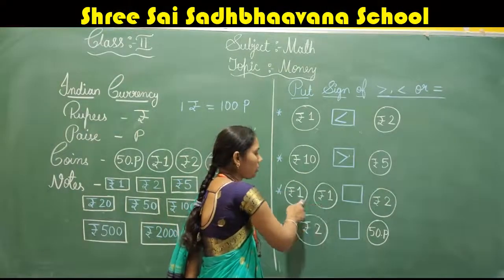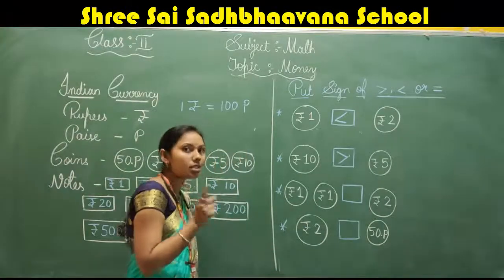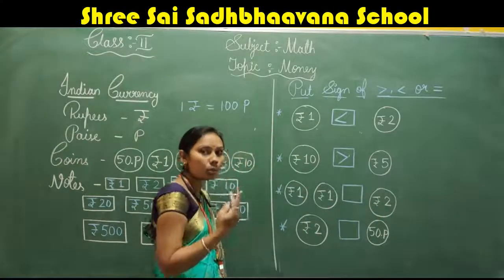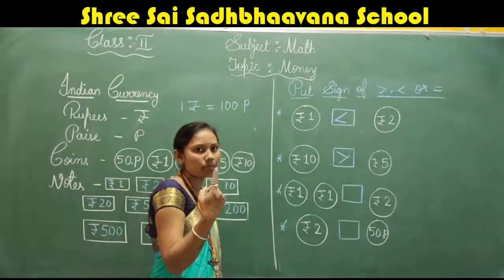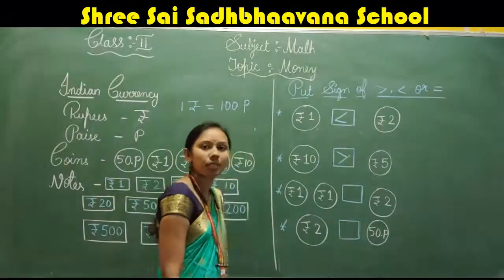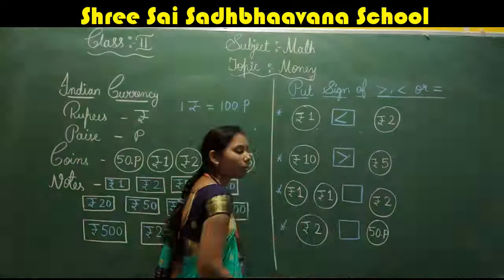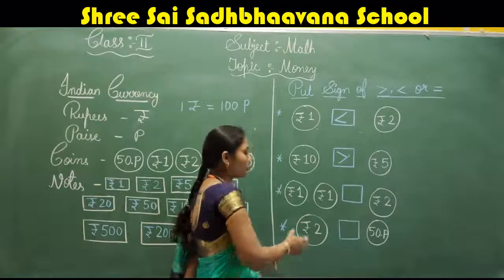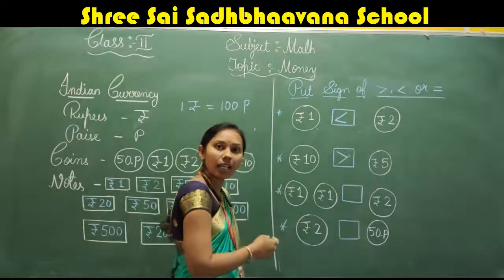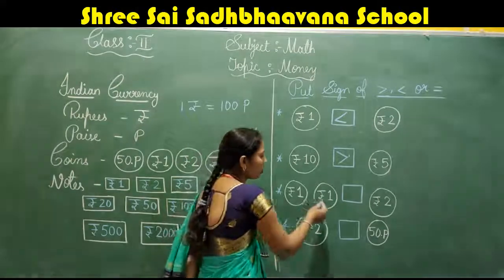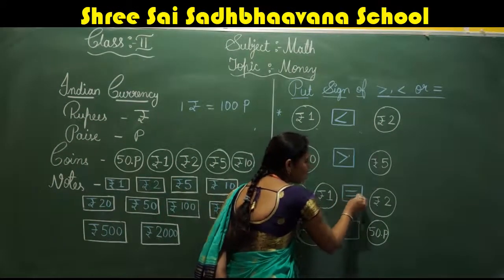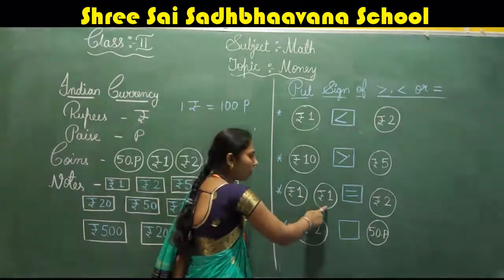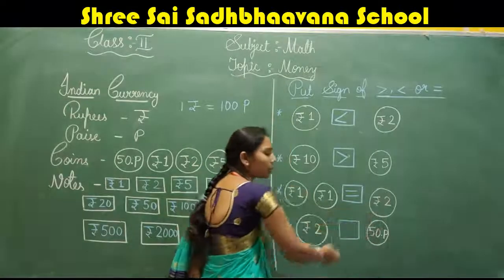Okay, here the value of each coin is rupee 1. On the other side the value of the coin is 2 rupees, but we have only one coin. Comparing both, 1 rupee plus 1 rupee is 2 rupees. Right, children? The other side also has rupee 2, so both sides have equal value of coin. So we use the symbol equal. Rupee 1 plus rupee 1 is equal to the rupee 2 coin.